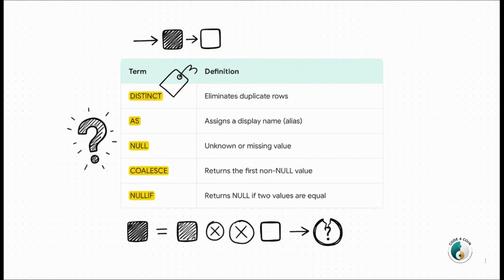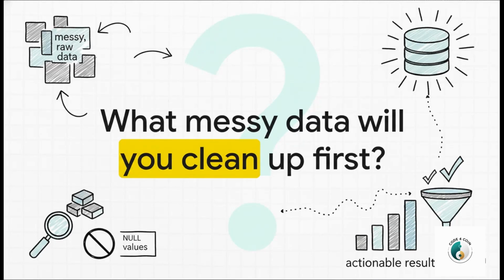Now, before we wrap this up, here's a quick little cheat sheet with all the key terms we covered. We've got DISTINCT for uniqueness, AS for renaming, NULL for those unknown values, COALESCE for replacing nulls, and NULLIF for creating them. Keep this handy because this is your new toolkit for clean data. And that's really all there is to it. You now have the fundamental tools to take that raw, messy data and turn it into clear, actionable results. So the only question left is, what messy data are you going to clean up first?